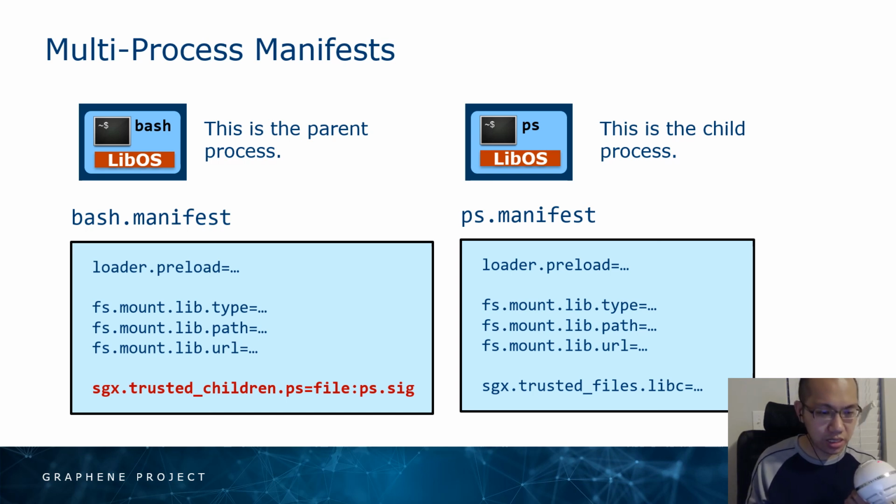So when the bash program tries to fork or execute a new process, it will go through this list of trusted children and only create enclaves that match these measurements. This will ensure that the parent process will only trust a limited list of child processes and not trust any other enclaves that run other child processes.